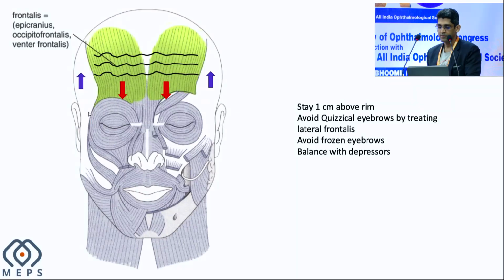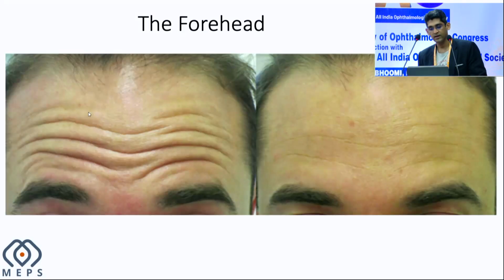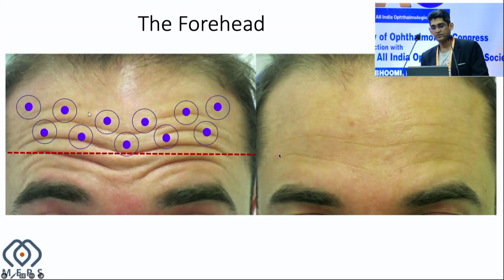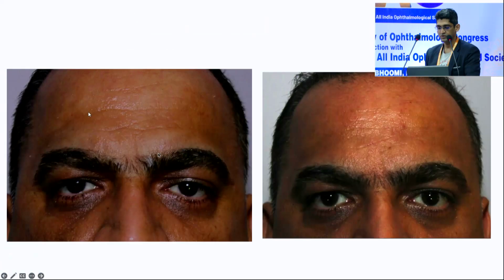Avoid quizzical eyebrows or the Spock phenomenon by treating the lateral part of the frontalis as well, and do not inject too much in the frontalis muscle because you don't want a frozen appearance. So now if you see in this gentleman, the frontalis muscle is contiguous. You see it's continuing from the right to the left, and this is after injection. So you customize your injection pattern according to that. The red line is just a line where I usually don't go below because I don't want the eyebrows to get depressed.